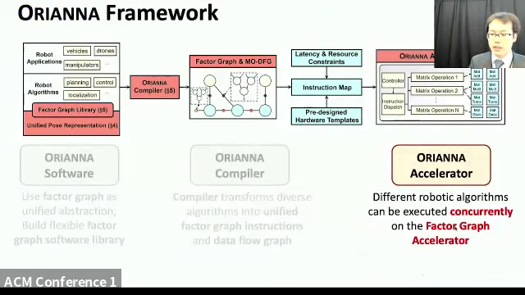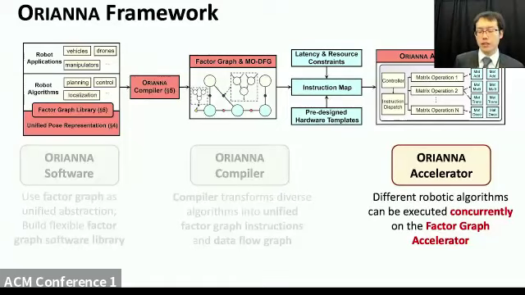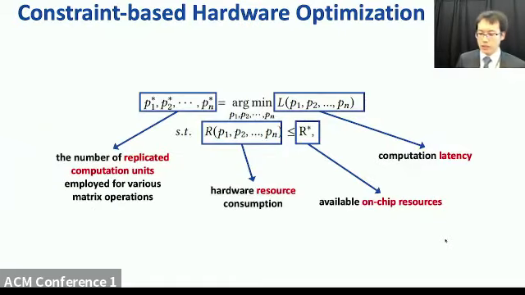And then we have this accelerator or hardware stack, which we can generate accelerators from the user constraint, the compiler-generated instructions, and also our predefined hardware template. So here is the example. Say the users can indicate a resource constraint. The optimization solver here can solve for the number of replicated computation units for these matrix operations, such as the latency. Say we're trying to minimize the latency while trying to satisfy the resource constraint of this robot.